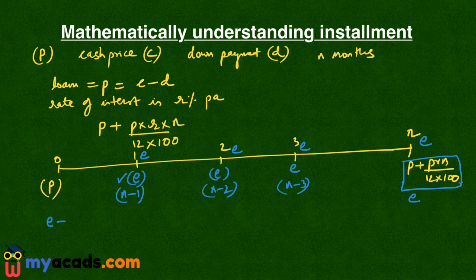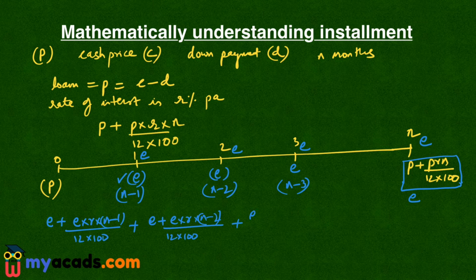This is E plus interest on E for n minus 1 months, so E into R into (n minus 1) upon 12 into 100. Plus E plus interest on E for n minus 2 months, so E into R into (n minus 2) upon 12 into 100. Similarly, the third installment E and the interest for n minus 3 months on this installment, so E into (n minus 3) upon 12 into R into 100.